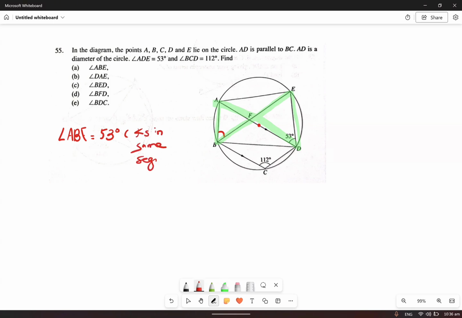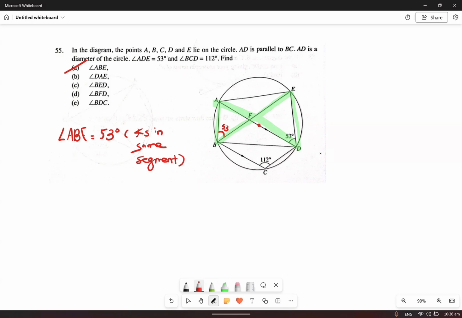There is BDC 31, angles in the same segment. You understand or don't understand? Okay. So what we want to do now is, we know that this is 53. So we want to note that down inside our figure. What else do we have? That is done, right?